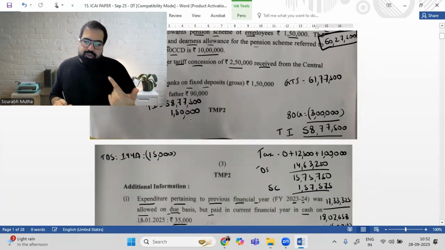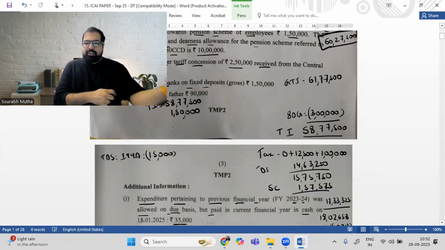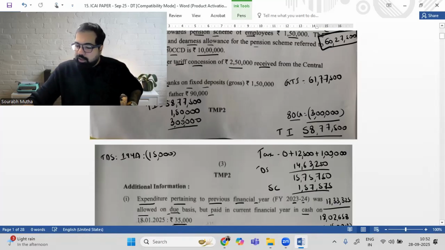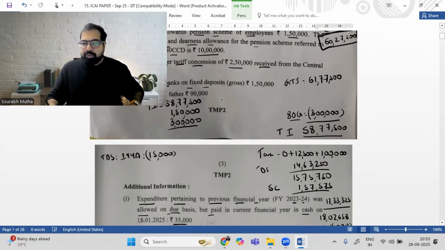Next, scientific research is not there, outsiders. Specified business is not there. 10A deduction, special economic area, is not there. So only this. And that 3 lakh deduction of 80G, unfortunately, you don't get. So I'll have to add that also back. So that is 3 lakh rupees. So I'm adding 58,77,500 plus 1 lakh 50 plus 3 lakh. That gives me a fresh total income of 63 lakh 27,500.